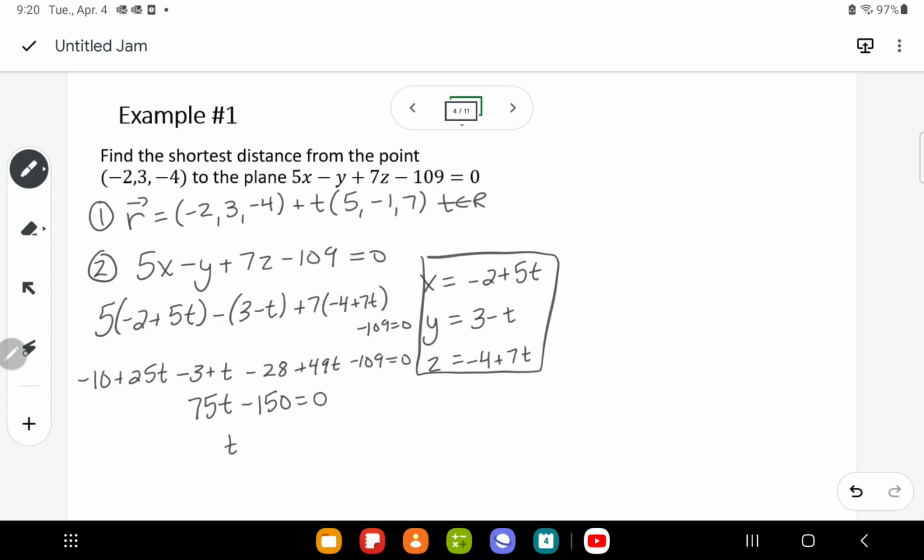And then if we rearrange this, I'll get t equals 2. So I'm going to take this t equals 2 and then find point Q using that t value.